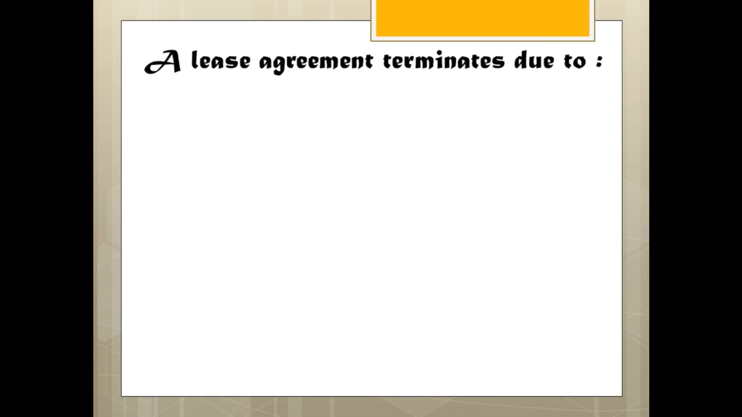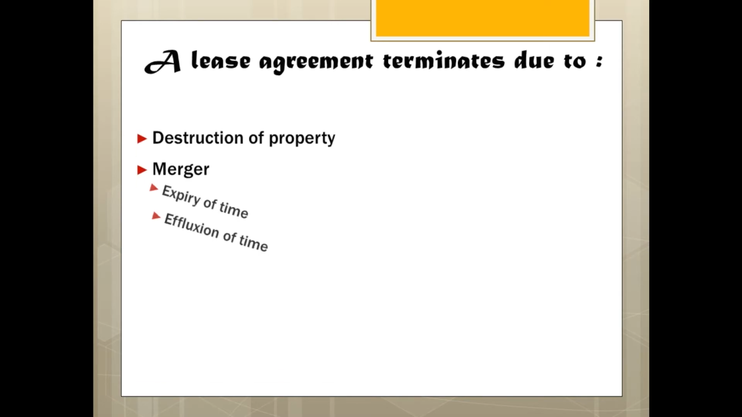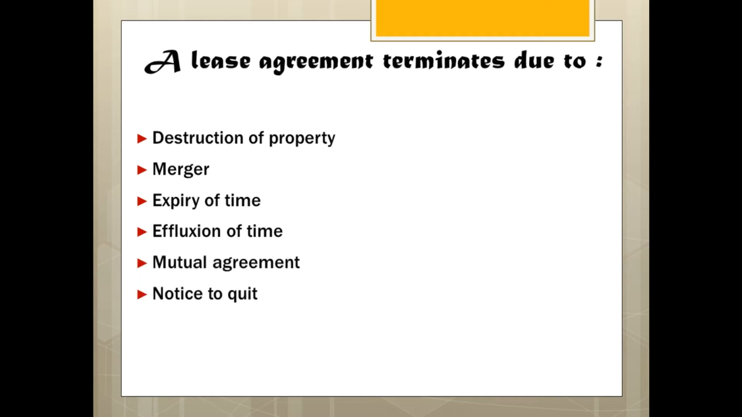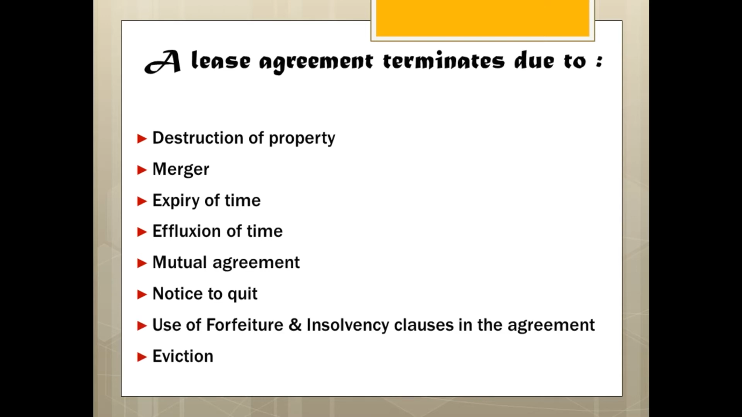A lease agreement is terminated due to the following: destruction of property, merger, expiry of time, effluxion of time, mutual agreement, notice to quit, use of forfeiture and insolvency clauses in the agreement, and also eviction.